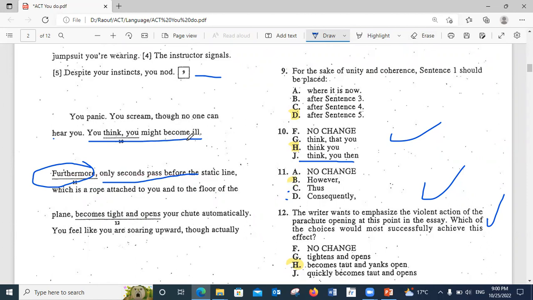Let's see. You think you might become ill. Only seconds pass before the static line, which is a rope attached to you and to the floor of the plane, opens your parachute automatically. You become ill, you do nothing. Open the parachute automatically, then this means you're not ill, you're active, you're working, which is somehow contradictory to the idea in the previous sentence. Here you jump and the parachute opens and you fly and you do the job, which means you're not sick, which is the opposite, and requires however for this sense of contradiction.